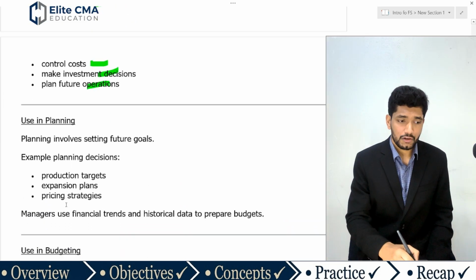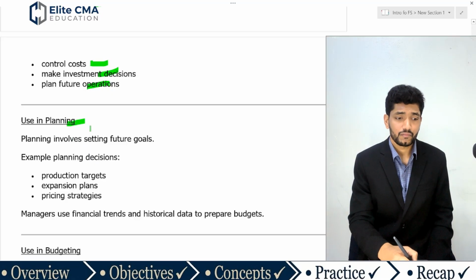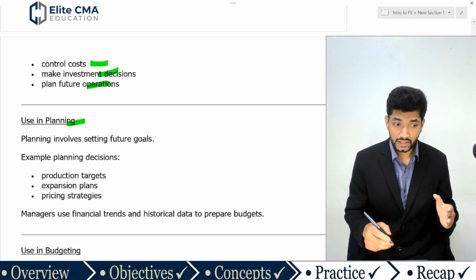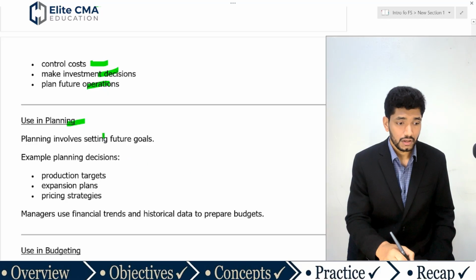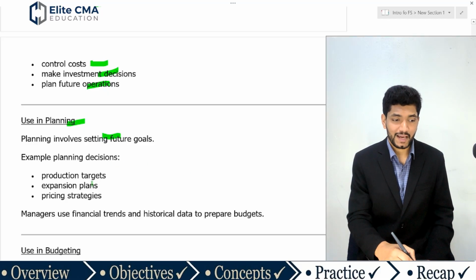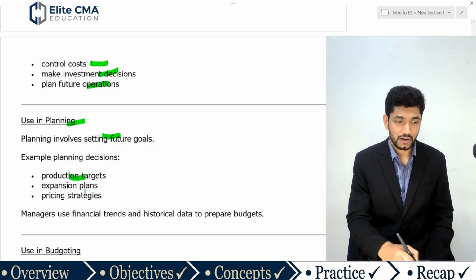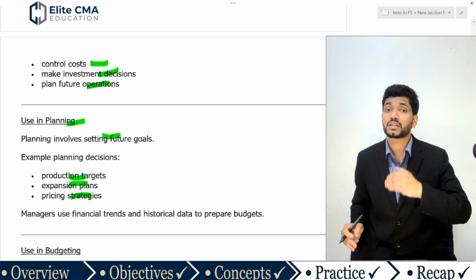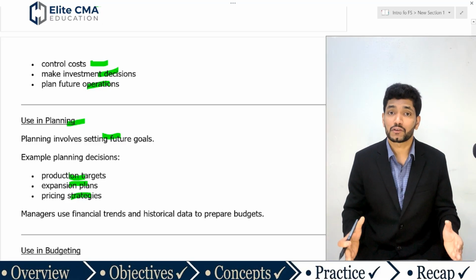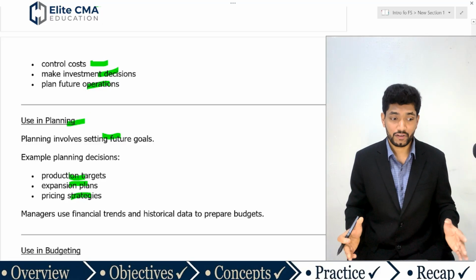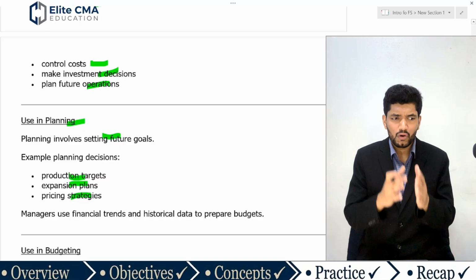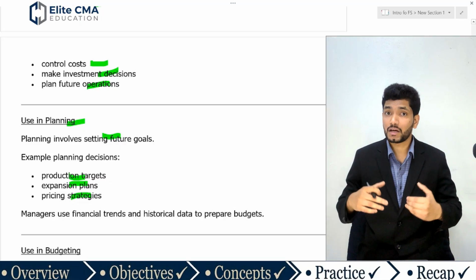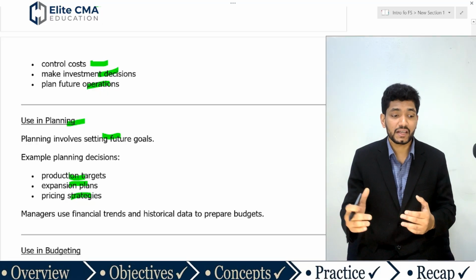Then, how is the financial statement used in planning? Planning involves setting future goals. Examples of planning decisions include production targets, expansion plans, and pricing strategies. So management uses financial trends and historical data to prepare the budget, to control the budget, and to make various variance analyses. All this helps companies in the process of planning and budgeting.